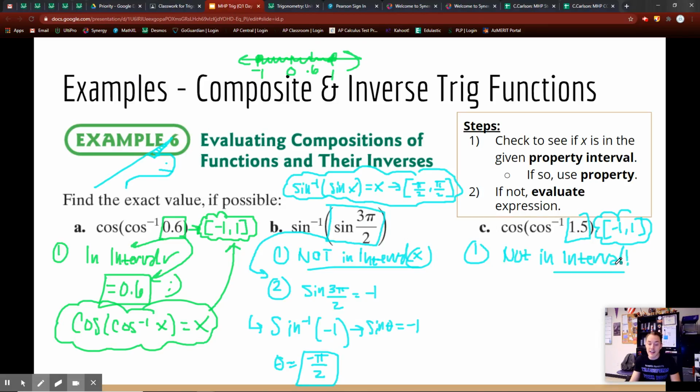So since it's not in the interval, can we evaluate it? Let's try to evaluate this. I double dog dare you. Evaluate this. Give it to me straight. What is inverse cosine of 1.5?